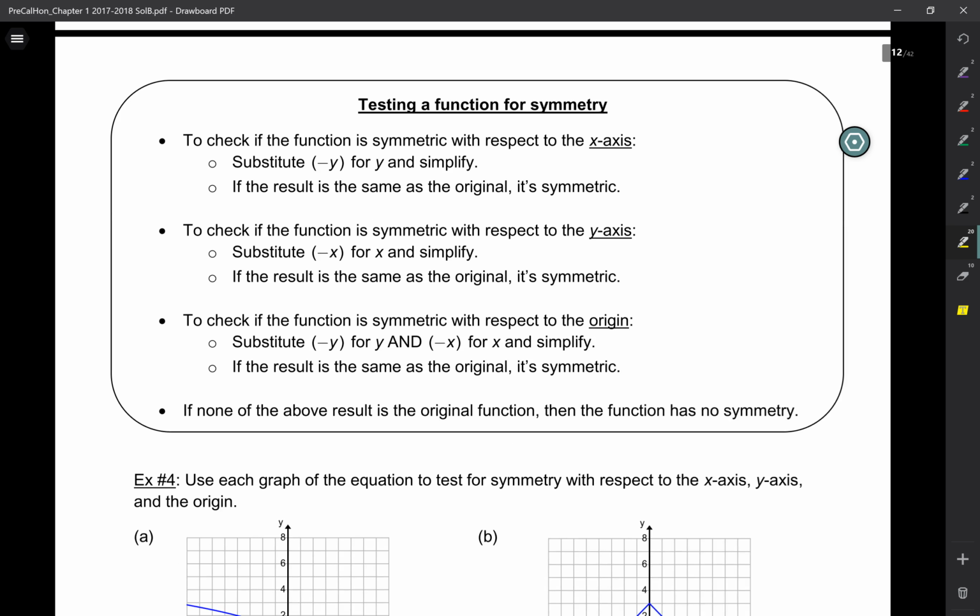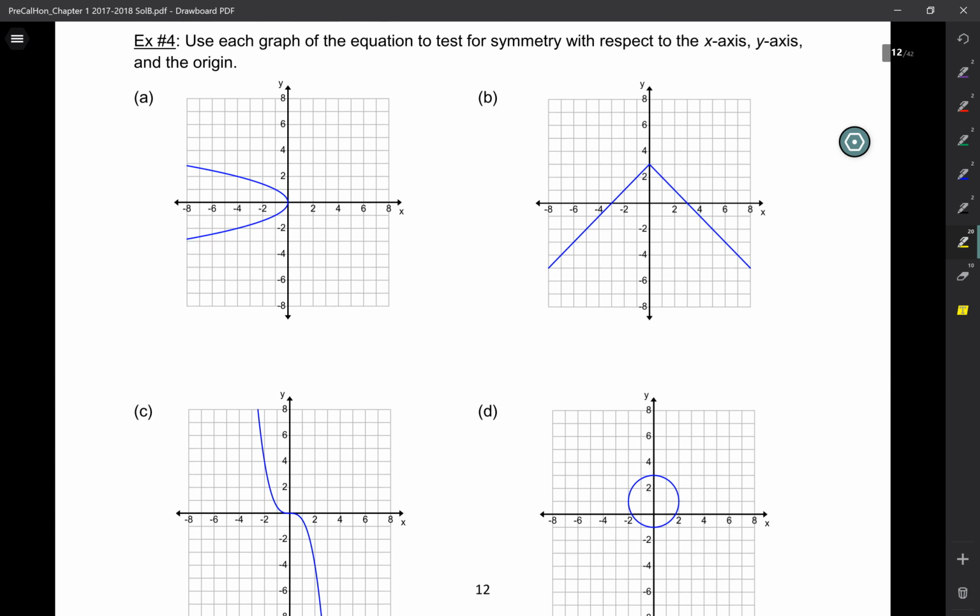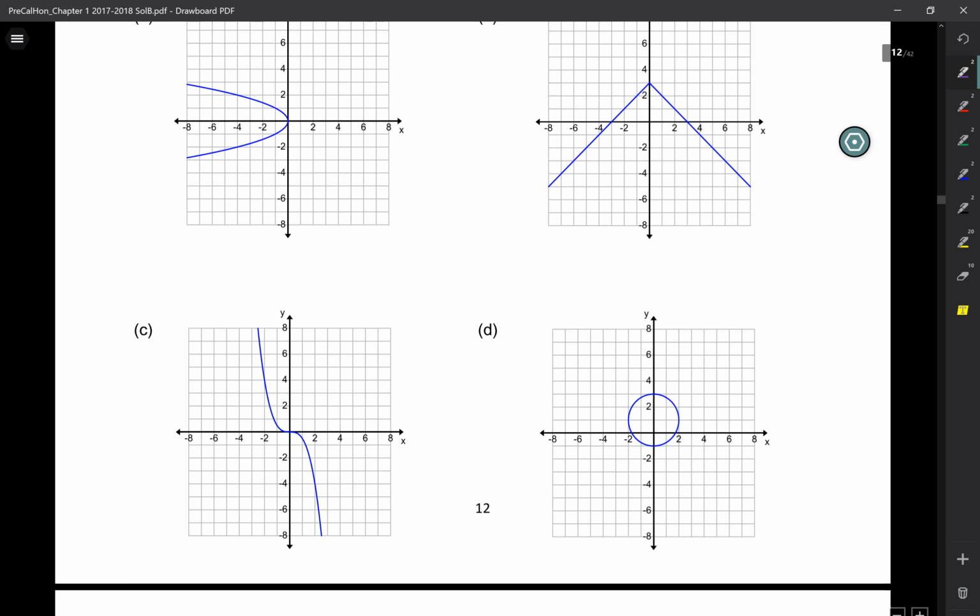How about if you wanted to do it algebraically? Well, before we go to the algebra part, let's try to figure it out graphically. So take a look at A over here in example 4. Would you say that's symmetric with respect to the origin, the y-axis, or the x-axis, or none? The x-axis. How about B? Y-axis. How about C? Origin. How about D? You think?